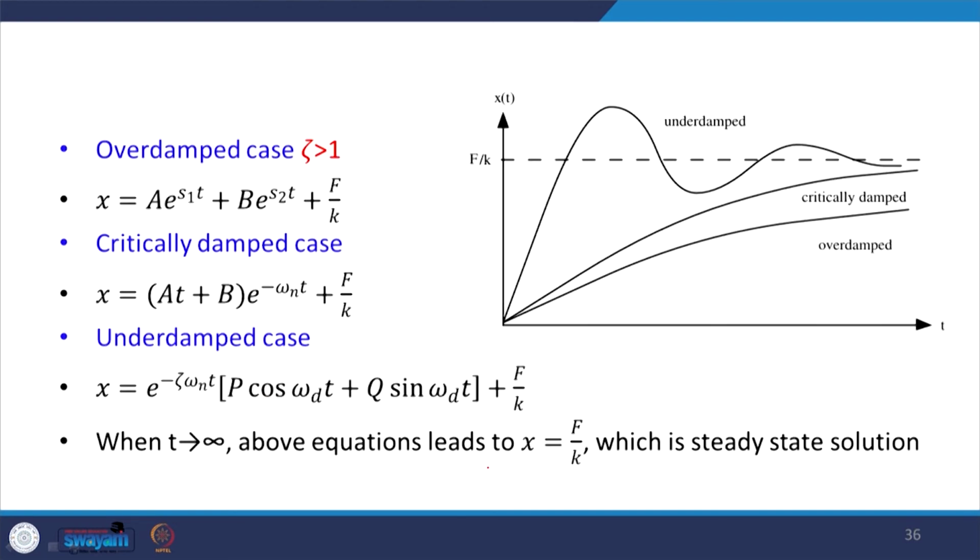So, my complete solution I can write for all the 3 cases: for zeta greater than 1, I add it up here, the over damped case; for the critically damped case I add it up here; and for the under damped case I add it over here. When t tends to infinity, the above equation leads to x equal to F by k, which is the steady state solution over here. So, here you can see that this is the over damped case, the critically damped case, and this is the under damped case, and this is my F by k, the steady state solution.